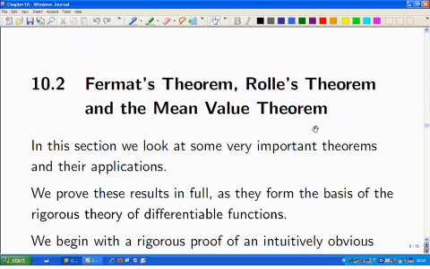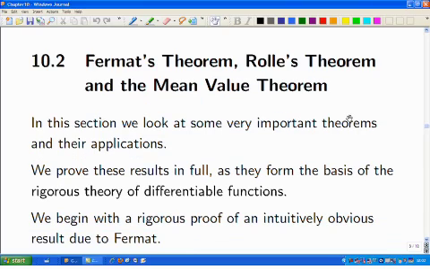Which brings us on to section 10.2. Fermat's theorem, Rolle's theorem, and the mean value theorem. Actually, Fermat's theorem, this is not Fermat's last theorem, and nor is it Fermat's little theorem. This is Fermat's theorem on stationary points, whose name is not so well known. And quite often in this sort of lecture course or module, people prove Rolle's theorem directly without proving Fermat's theorem first. But I decided that Fermat's theorem deserves a little bit of space on its own. Apart from anything else, it makes the proof of Rolle's theorem shorter if you can quote the Fermat theorem.